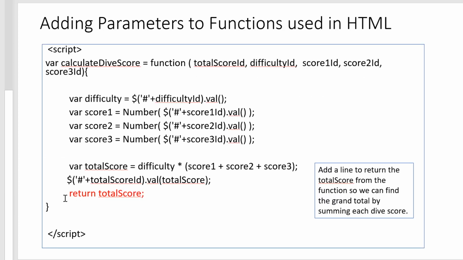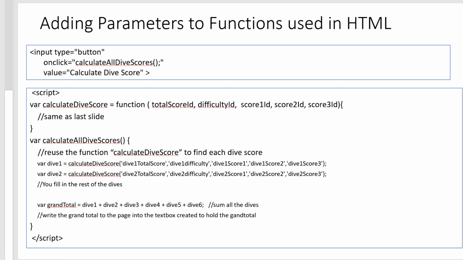I also want to return the total score instead of just setting it on the page, because we want to get the total score for each dive so that we can sum it up and find the grand total. And so here is an example of how we might do that. So we have our button, and we're going to call calculate all dive scores.